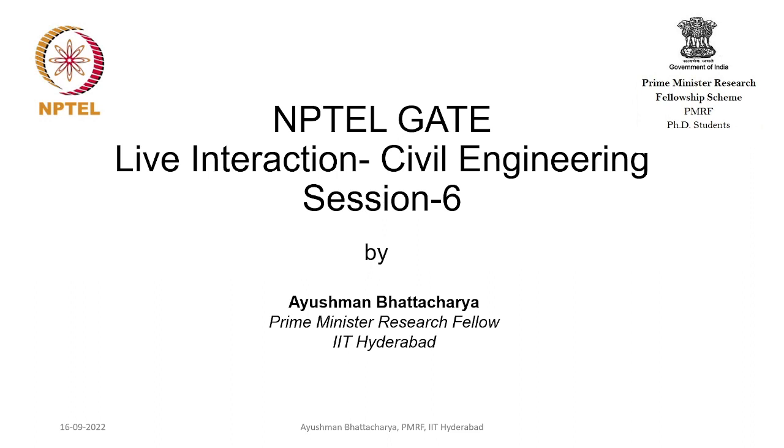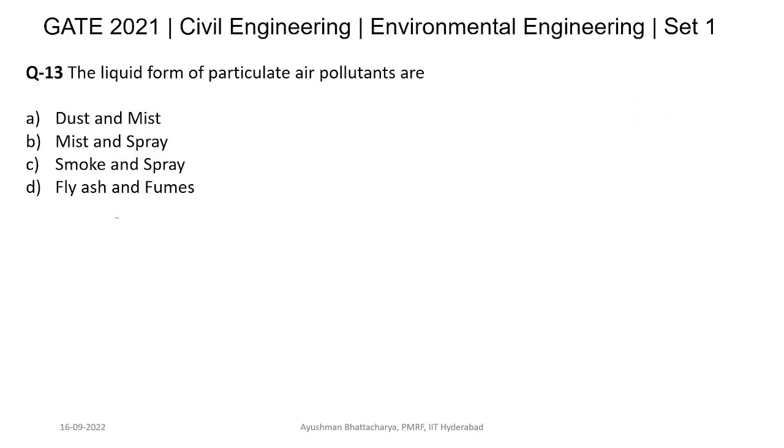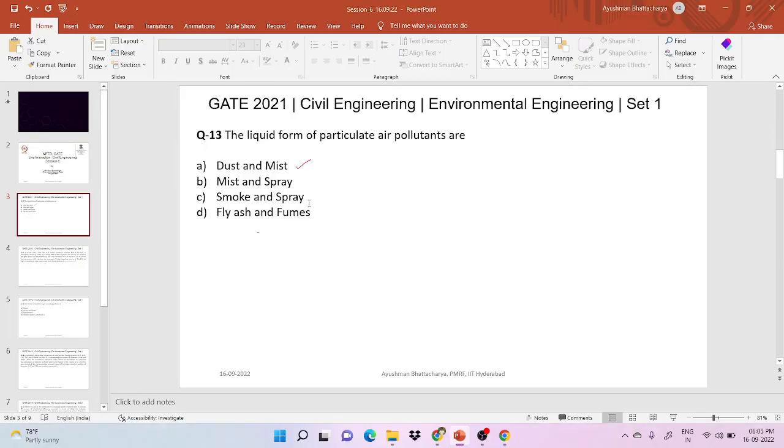So let's start the first question. This is the GATE 2021 question number 13 that came in set 1. The question is: the liquid form of particulate air pollutants are. They have given four options: dust and mist, mist and spray, smoke and spray, fly ash and fumes.